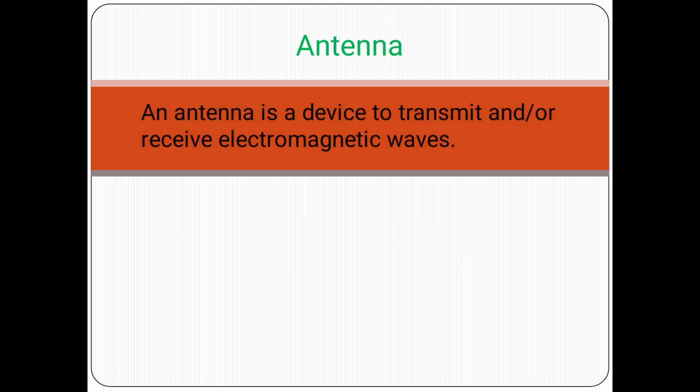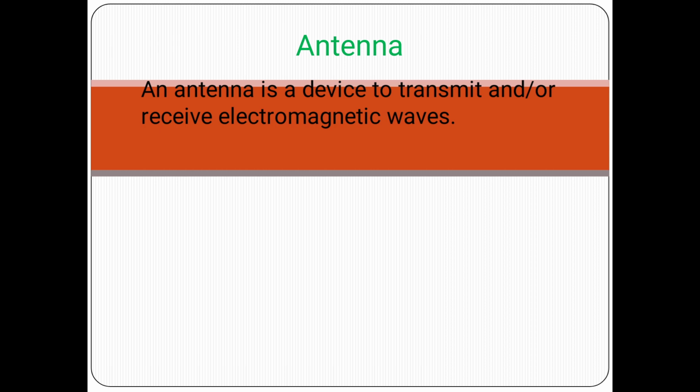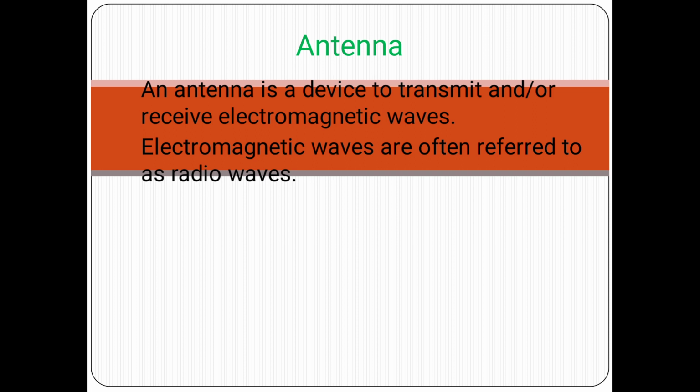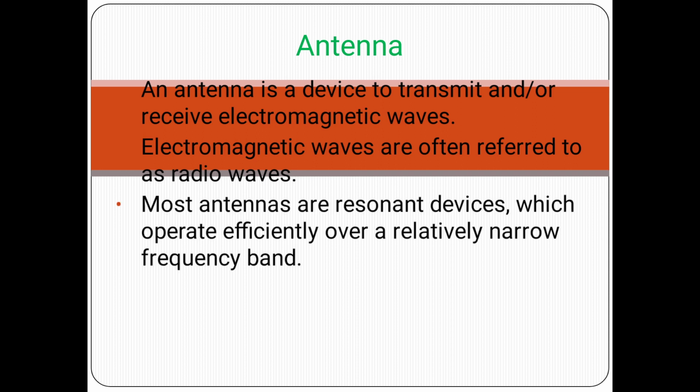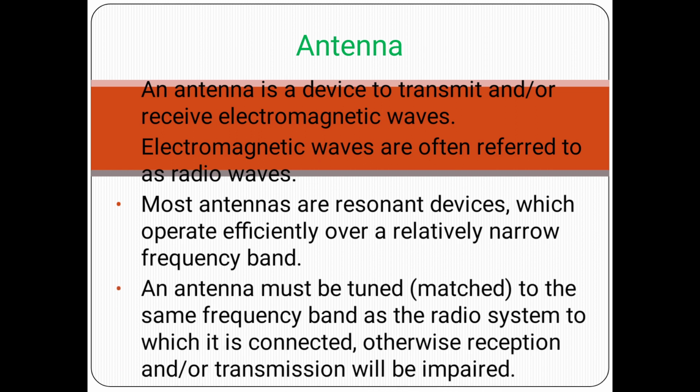So what is an antenna? An antenna is nothing but a device to transmit or to receive electromagnetic waves. Electromagnetic waves are often referred to as radio waves. Most antennas are resonant devices which operate effectively over a relatively narrow bandwidth. An antenna must be tuned, matched to the same frequency band as the radio system to which it is connected, otherwise reception or transmission will be impaired.